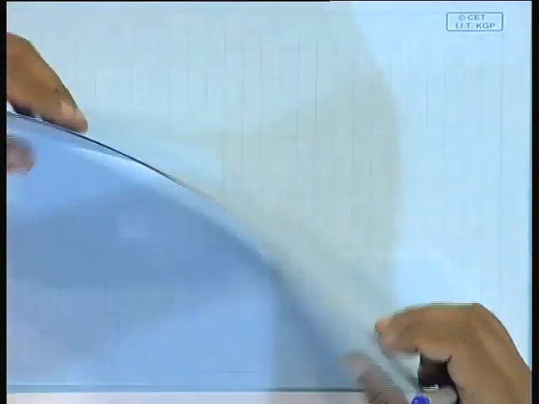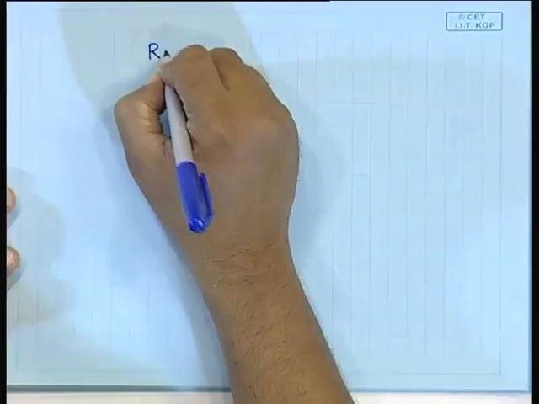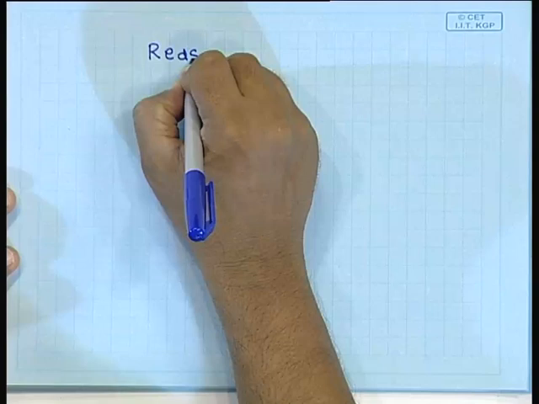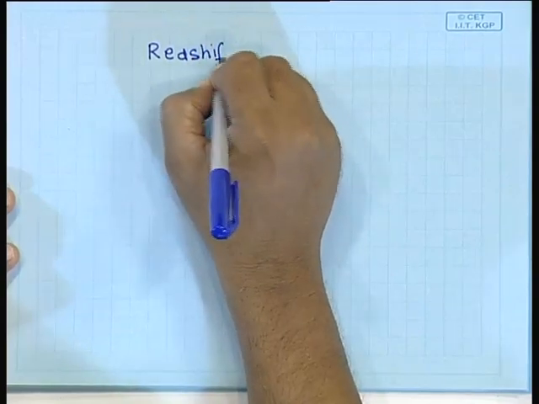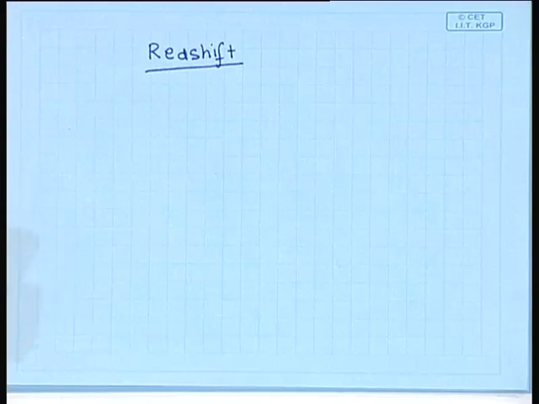Now, having given this background, let us start calculating. The first thing that we shall calculate is as follows. We shall calculate the redshift of light as it propagates in this universe.